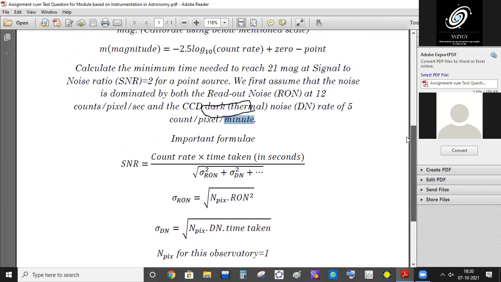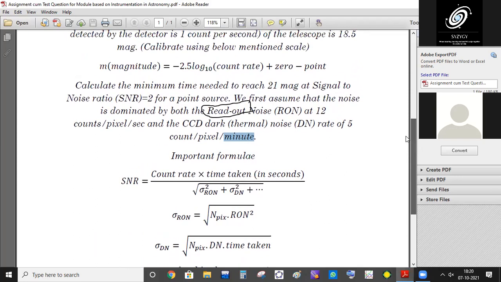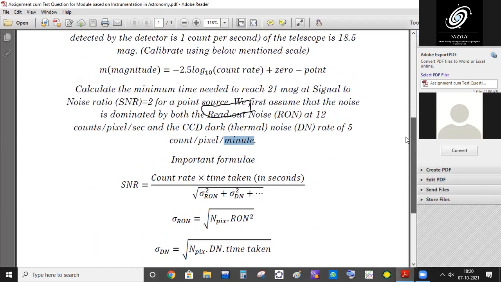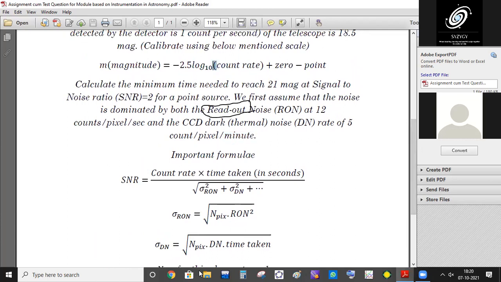Count rate is not given, but can you find the count rate? You can easily find it. How? The magnitude is given. You need to find 21 as magnitude, so you can put 21 here. 21 is the magnitude that you're looking for, and the zero point is 18.5. You know the zero point and you know the magnitude. Can you solve this equation to find the count rate?